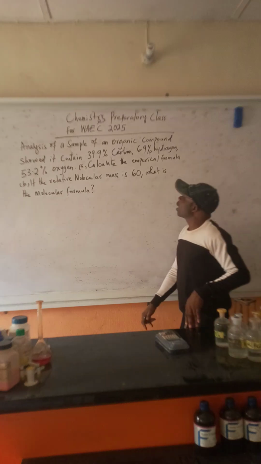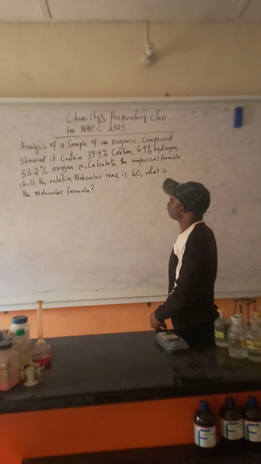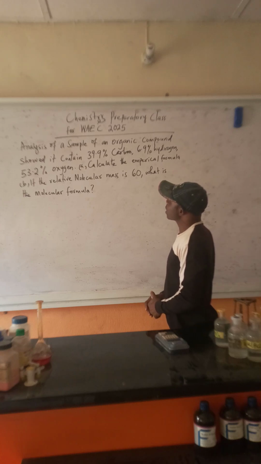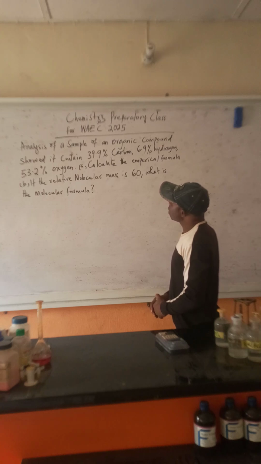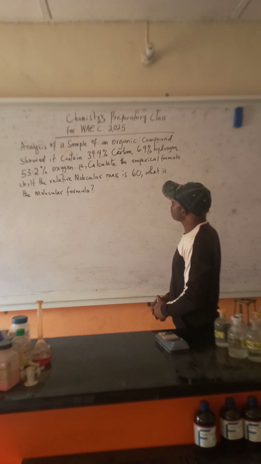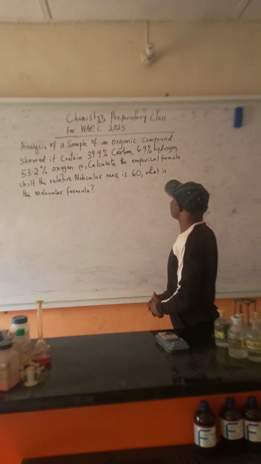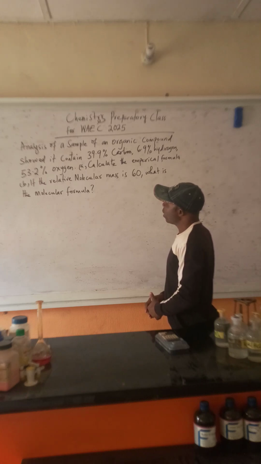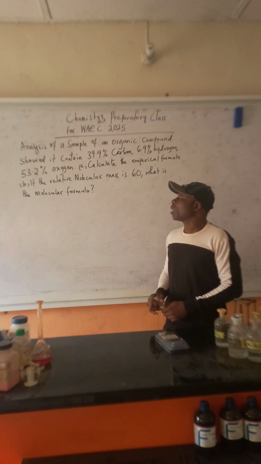Okay, still on our chemistry preparatory class for WAEC 2025. The question on the board: analysis of a sample of an organic compound showed it contained 39.9% carbon, 6.9% hydrogen, 53.2% oxygen. A. Calculate the empirical formula. B. If the relative molecular mass is 60, what is the molecular formula?